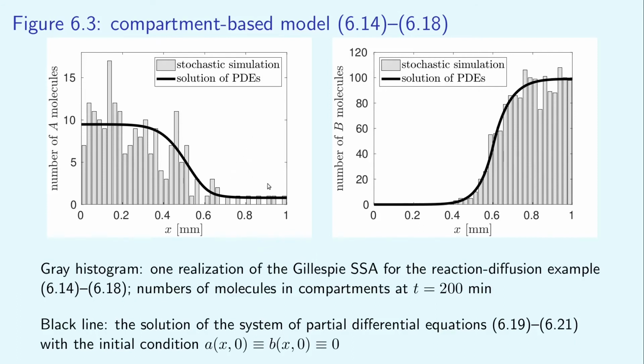The black line is the solution of the deterministic partial differential equations. Since this system contains second-order reactions, we know that the black line will not exactly describe the average behavior of the stochastic model, but it provides a reasonable approximation of it.